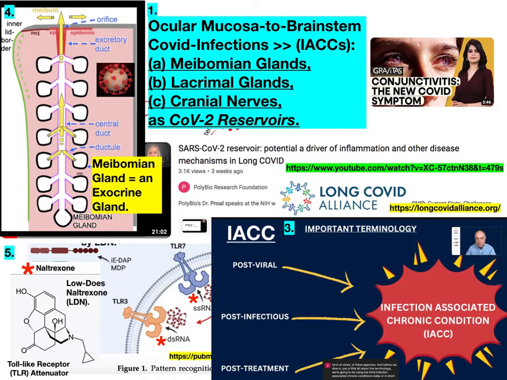One issue that the Long COVID Alliance could advance is the availability of low-dose naltrexone for the treatment of IACs. Naltrexone currently has to be formulated in a compounding pharmacy to achieve the low-dose naltrexone dosages of 1 to 6 milligrams a day. This can be easily changed.